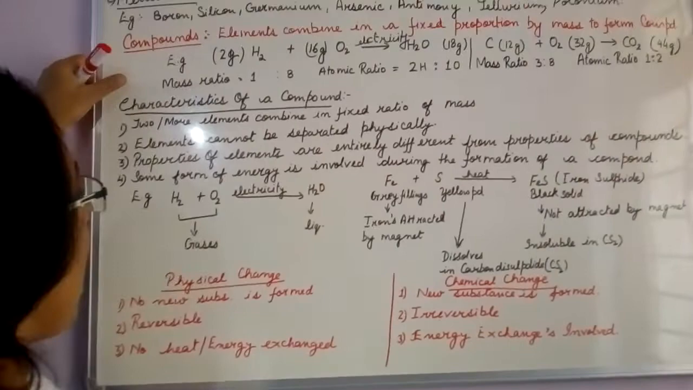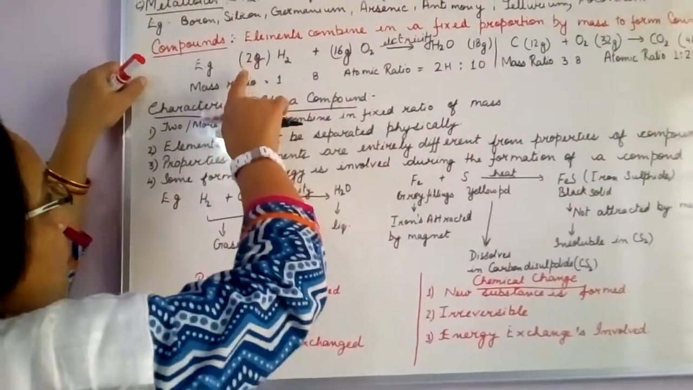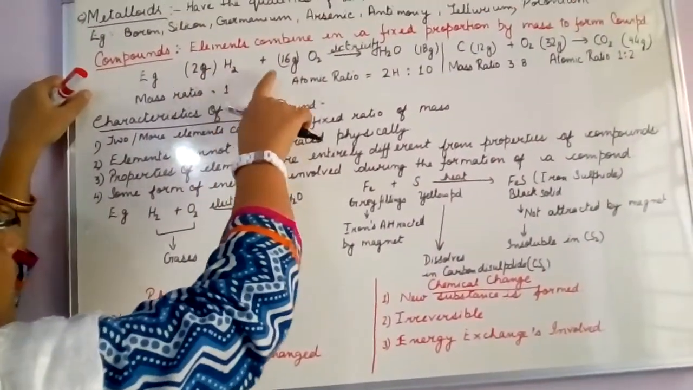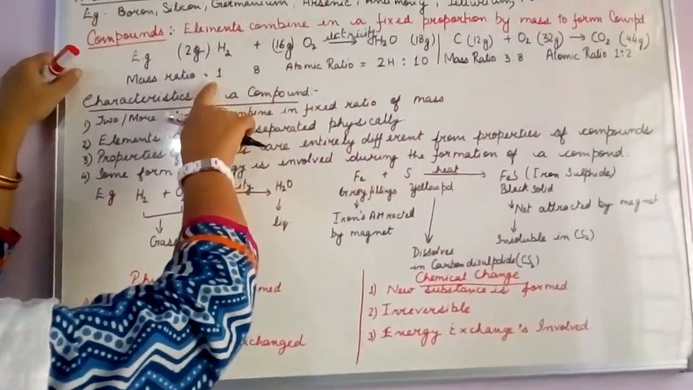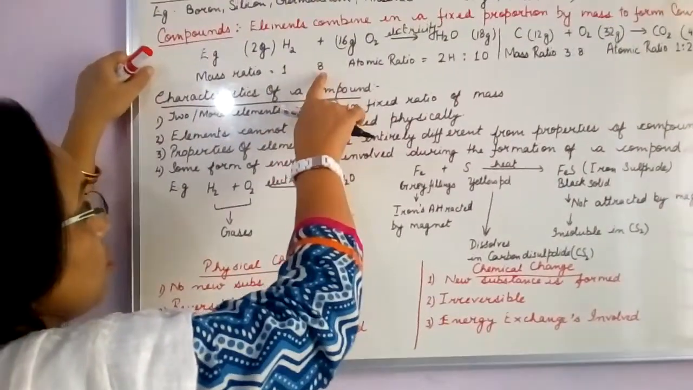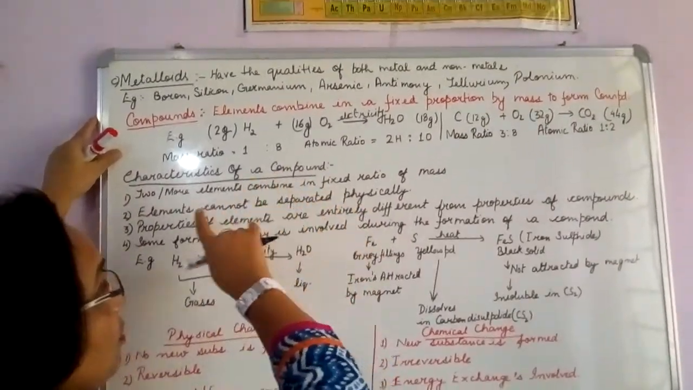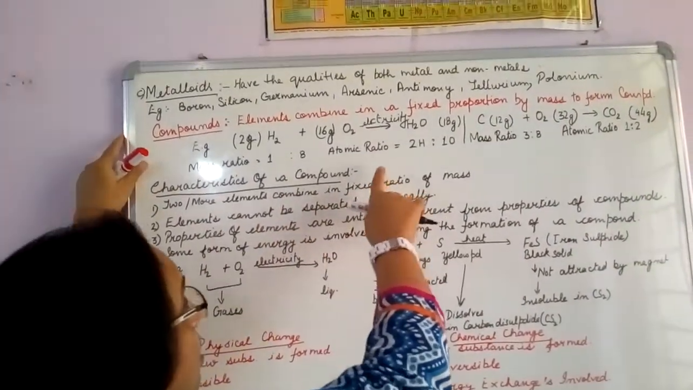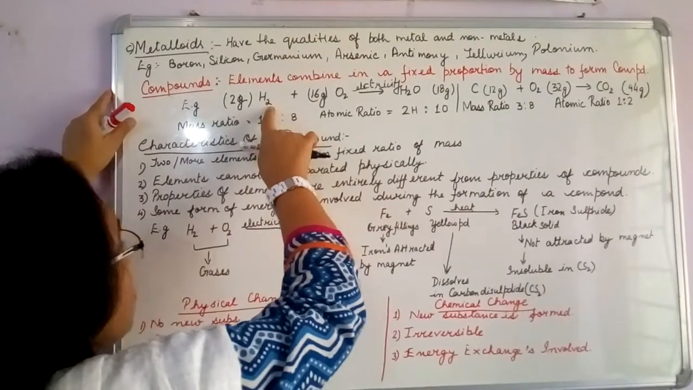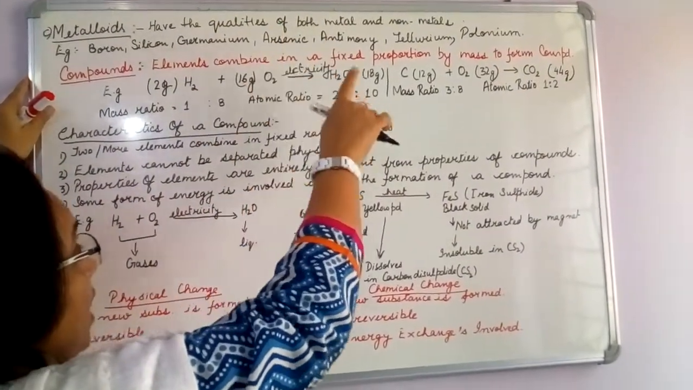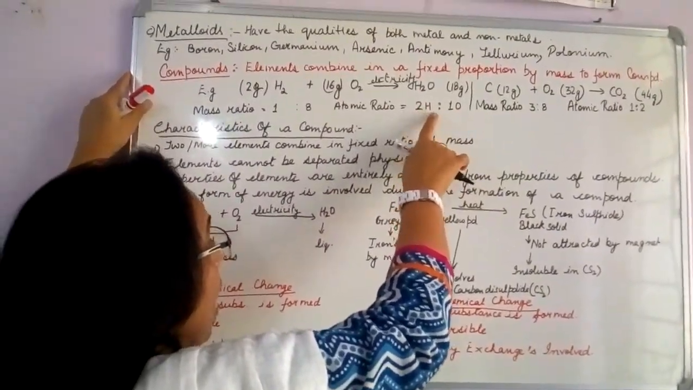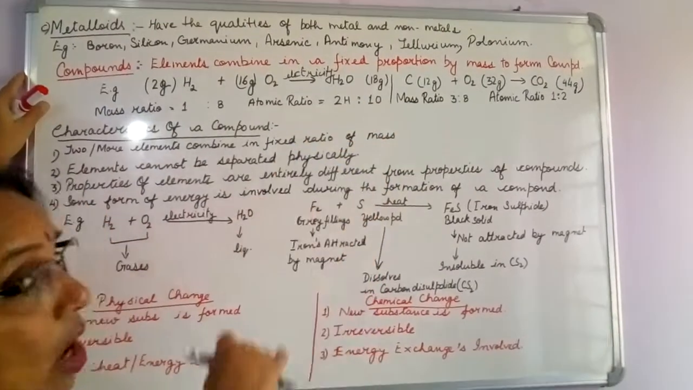So what is the mass ratio? The mass ratio is 2 grams is to 16 grams. That means the simplest ratio is 1:8. And atomic ratio is entirely different from the mass ratio. What is the atomic ratio? 2 atoms of hydrogen are combining with 1 atom of oxygen. So 2 hydrogen is to 1 oxygen.